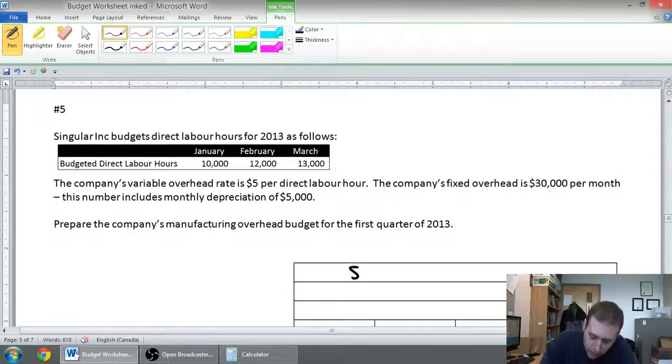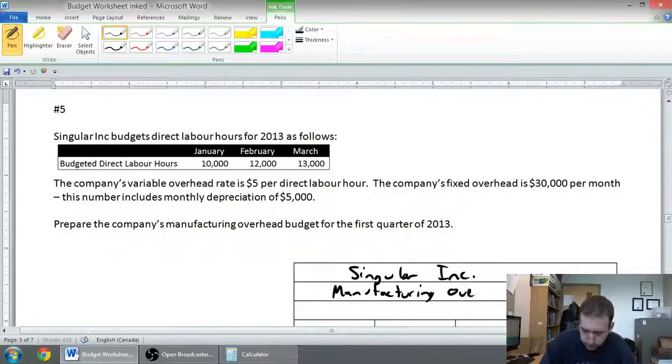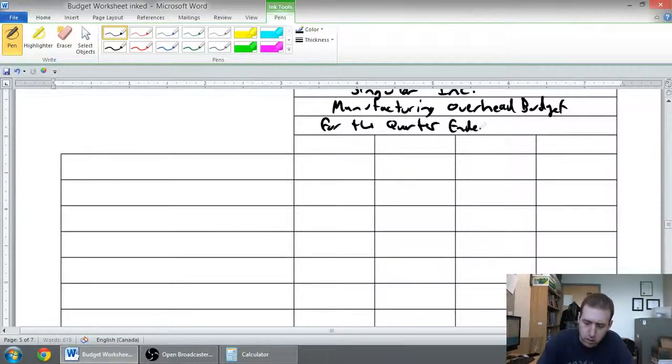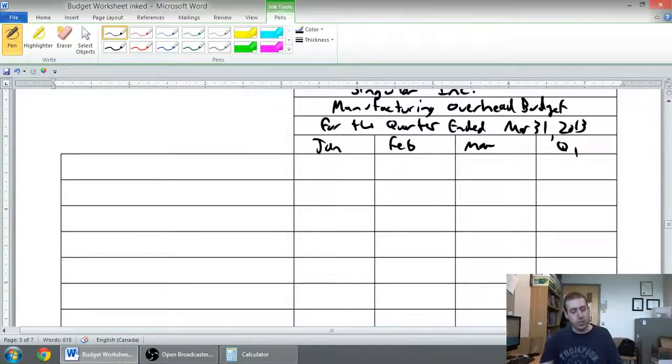Name of the company, Singular Inc. Name of the budget, and we're doing a manufacturing overhead budget. And we're going to date it for the quarter ended March 31st. And of course, January, February, March, and quarter one of the year.